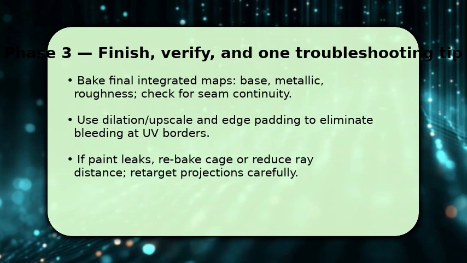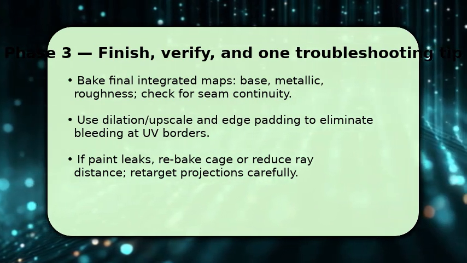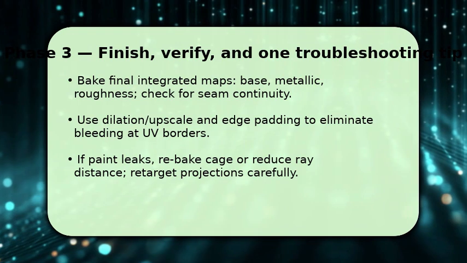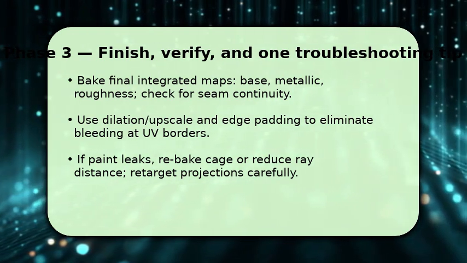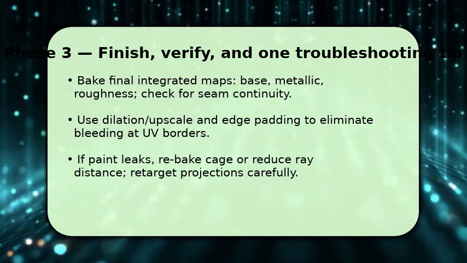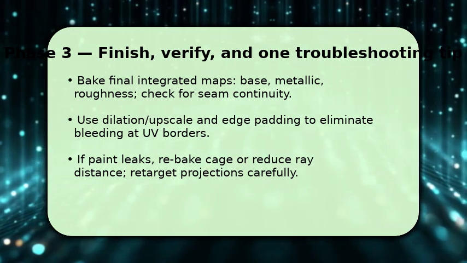If you see paint leaking or missing patches, rebake with an adjusted cage or reduced ray distance and reapply projections selectively. This corrects misaligned sampling and restores accurate paint placement.